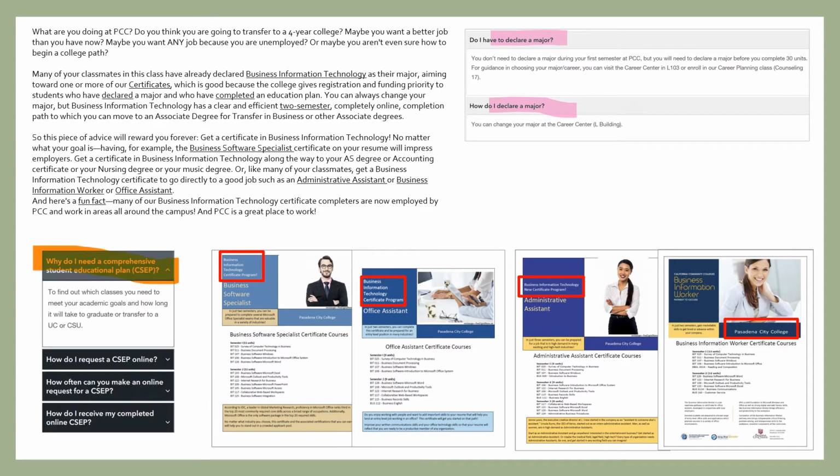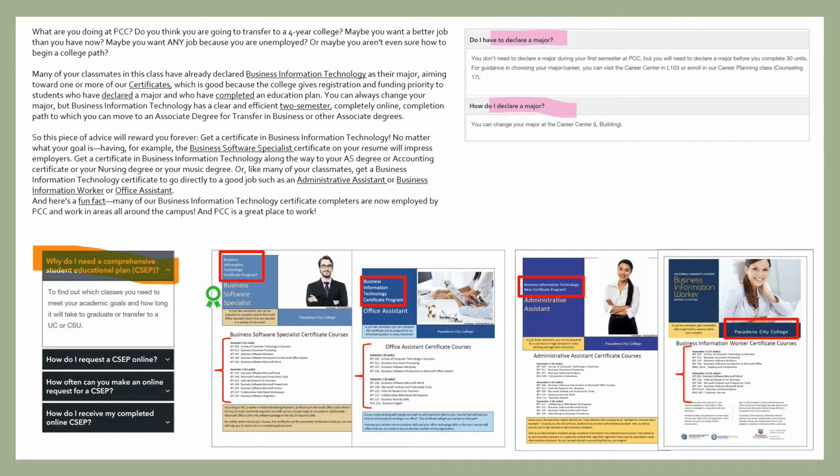You can always change your major, but Business Information Technology has a clear and efficient 2-semester, completely online completion path to which you can move to an associate degree for transfer in business or other associate degrees. So this piece of advice will reward you forever. Get a certificate in Business Information Technology. No matter what your goal is, having, for example, the Business Software Specialist certificate on your resume will impress employers. Get a certificate in Business Information Technology along the way to your AS degree or accounting certificate or your nursing degree or your music degree.